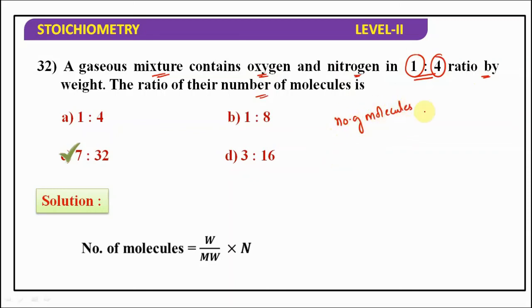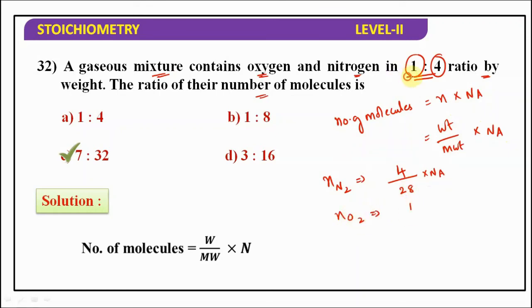Number of molecules, what is the formula? n into Avogadro number, that is weight by molecular weight into Na. Yes or no? First, the number of molecules of which one will we calculate first? N2, which gives you weight 4, sorry. Molecular weight is 28 into Avogadro number. Similarly, for oxygen, they gave 1 part upon 32 into Avogadro number.